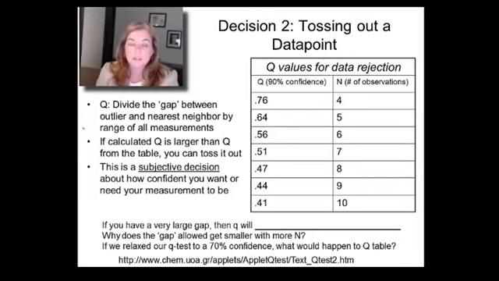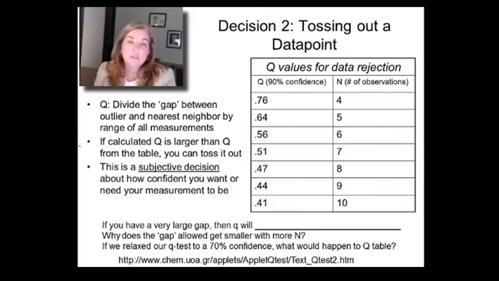This is a subjective decision made quantitatively, and you should never do this without really thinking through if there's a logical reason to expect that you would have an outlier. And so if you have a very large gap, Q is going to be approaching 1. And the gap can be smaller as you get to bigger N because you're going to have more information about what the spread in the data is going to be.